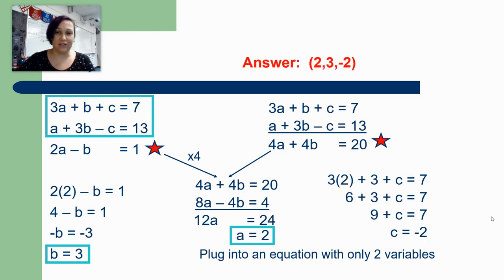Don't forget your final answer needs to be an ordered triple. The order is alphabetical, so my A number is first, my B number is second, and my C number is third. If you don't put them in alphabetical order, your answer is considered incorrect.